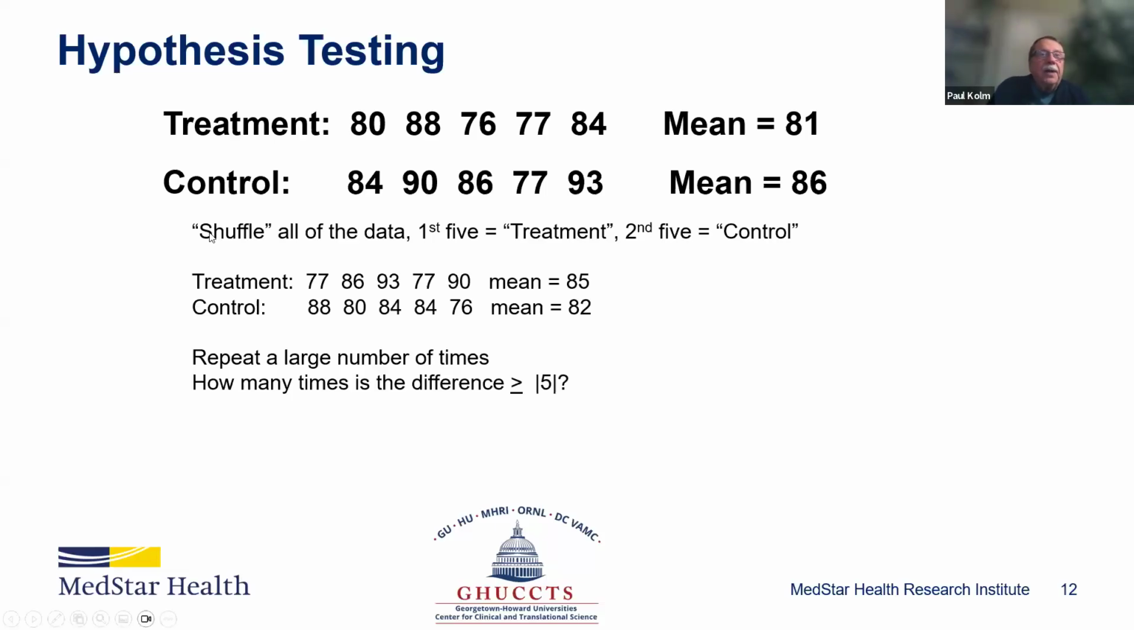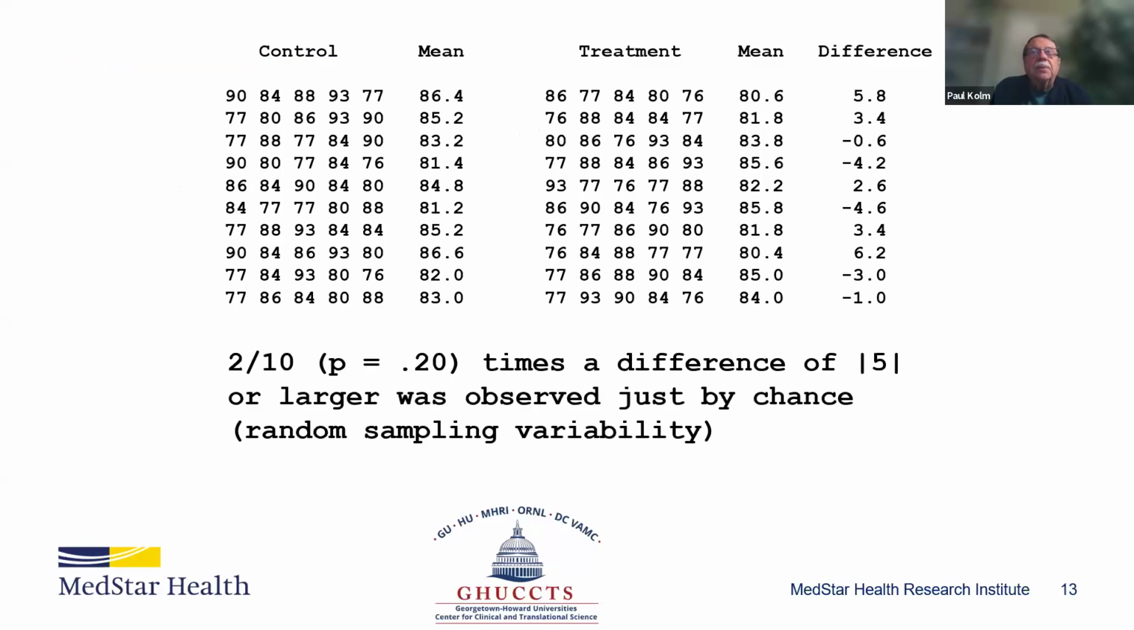So we do this shuffling of the data a large number of times, and then we just count how many times the difference is greater than or equal to an absolute value of 5. I've done that here, but I've just done it 10 times. You would do this 1,000 or more times. And then you just count up how many times you get a difference of 5 or larger. In my example here, I've got 2, the 5.8 and the 6.2. So my probability of getting a difference of 5 is 20%. In other words, that's my p-value. So if I was using the 0.05 level, then I would have to conclude that this difference occurred just by random sampling variability.